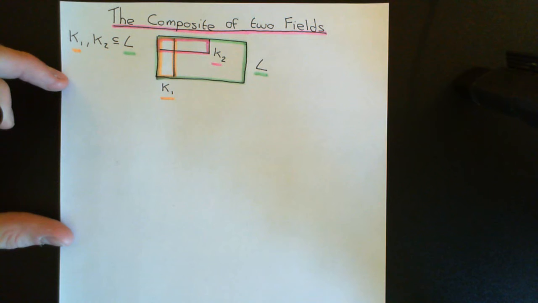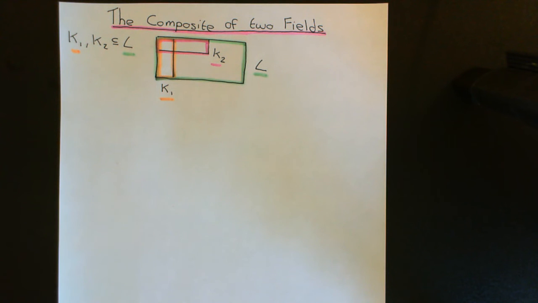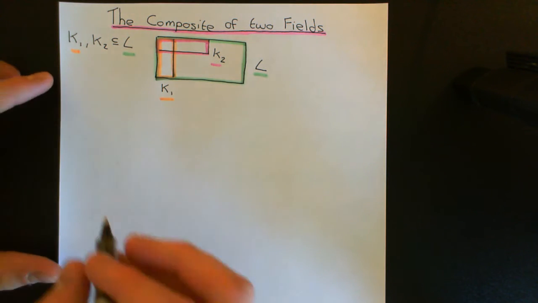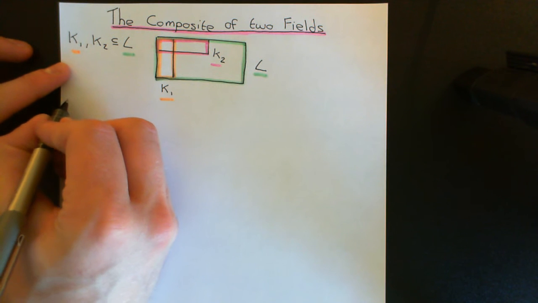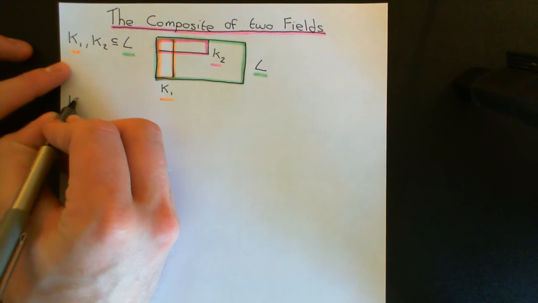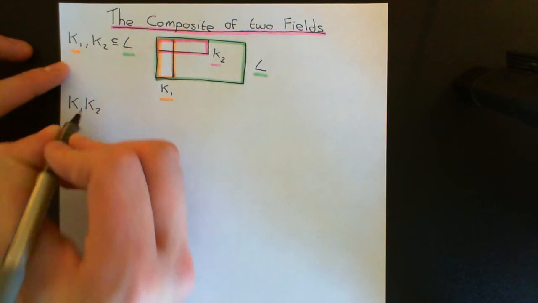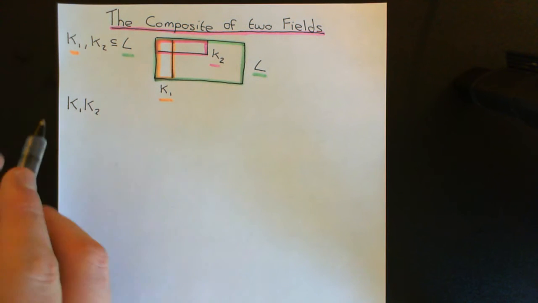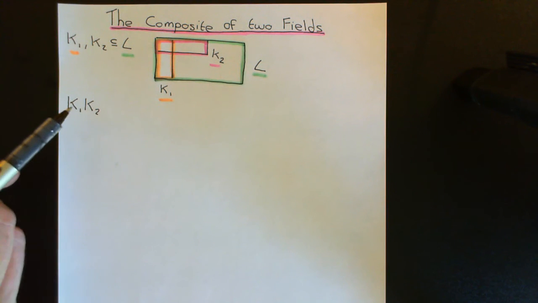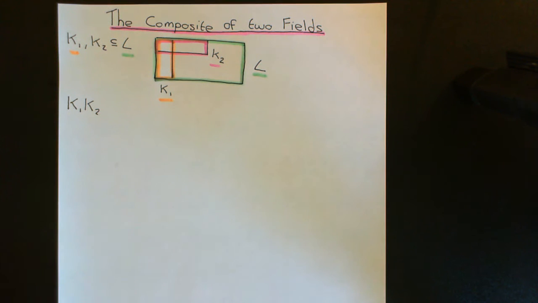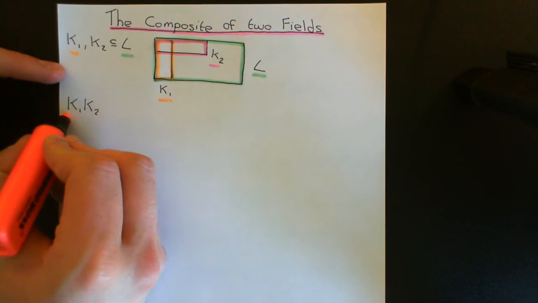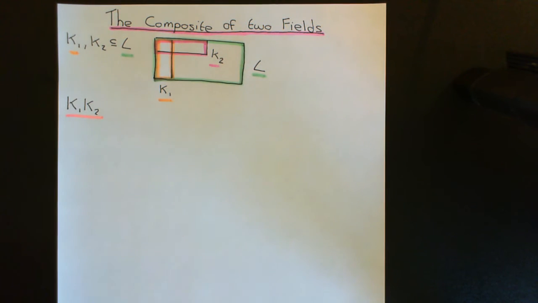So we're ready now to define what the composite of K1 with K2 is. Firstly, how do we denote the composite of the two fields? Well, you just write K1 and then next to it you put K2. When you see K1 next to K2 like this, you should read this as the composite of the field K1 with K2, or just the composite of K1 and K2.